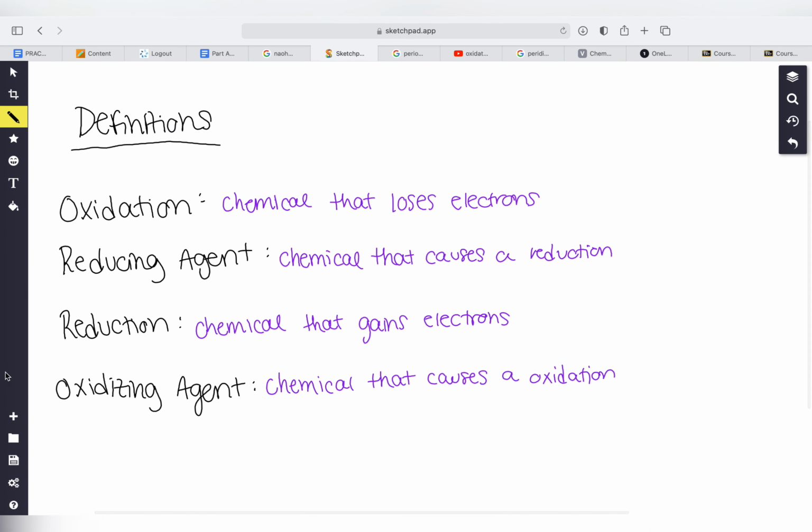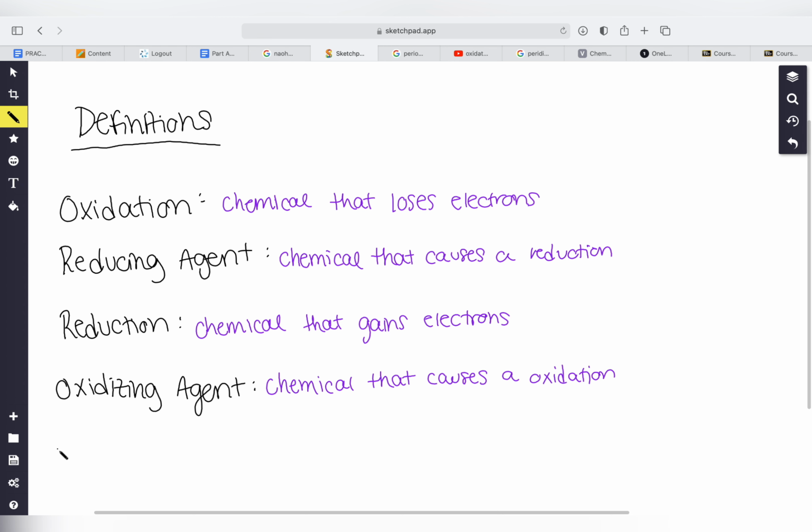Let's go over some definitions that you may need while you go through this. The main definitions are oxidation, reducing agent, reduction, and oxidizing agent. All of these sound very similar, but they all mean different things. As we know from Leo says GER and OIL RIG, oxidation is a chemical that loses electrons through a reaction. During the reaction, it loses electrons. That's all you really have to know. A reducing agent is a chemical that causes a reduction, so it causes another chemical to be reduced. Anything that is oxidized will be a reducing agent. That's just something you have to memorize.